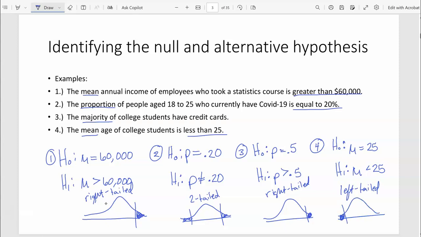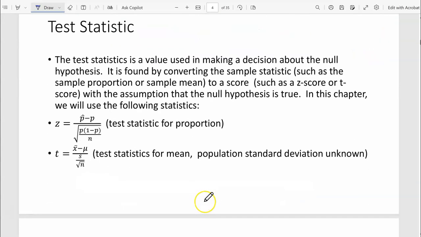So alpha would go on the left tail. So we're building all these different skills, and our goal is to be able to put it together in the next video, or in another video, to conduct a full hypothesis test. So can we identify null and alternative hypothesis? We are good. The next thing we need to talk about is the test statistic.